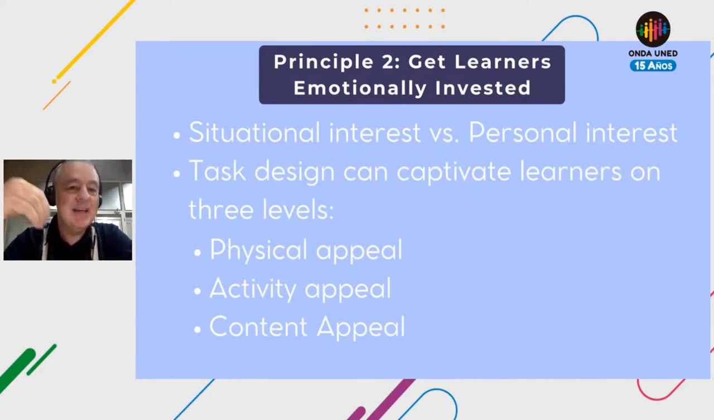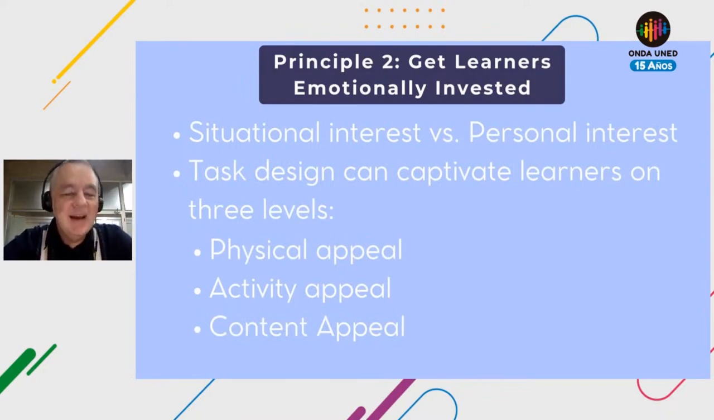Situational interest is the interest that a specific situation has. This is something that we can manipulate. We can manipulate situational interest. Of course, we can take into account their personal interests and help situational interest. Now, when we're talking about emotion, and some of you mentioned this, we're talking about appeal. Task design can captivate learners on three levels. There are three types of appeal that our tasks can have: physical appeal, activity appeal, and content appeal.